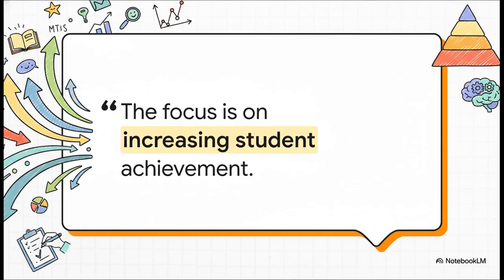With all these forms and tiers and data points, it can be easy to lose sight of the big picture. So let's just zoom out for a second. This whole entire framework, from your everyday Tier 1 teaching all the way to a full evaluation, it's not about finding a label to stick on a kid. It's about a relentless, focused, data-driven mission to help every single student reach their potential. It's about support, not just identification.